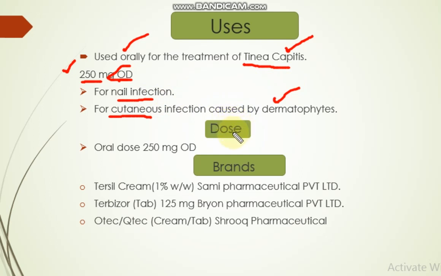If you are talking about the dose of terbinafine, the oral dose is 250 mg OD, meaning once in a day. If you are talking about the brands of terbinafine, it is available in the market under the name Tersil cream 1% w/w, a product of a Pharmaceutical Limited, and a 125 mg tablet under the name Terbizol, a product of Brian Pharmaceutical Private Limited, and an otic cream or tablet, a product of Shrok Pharmaceutical Private Limited.